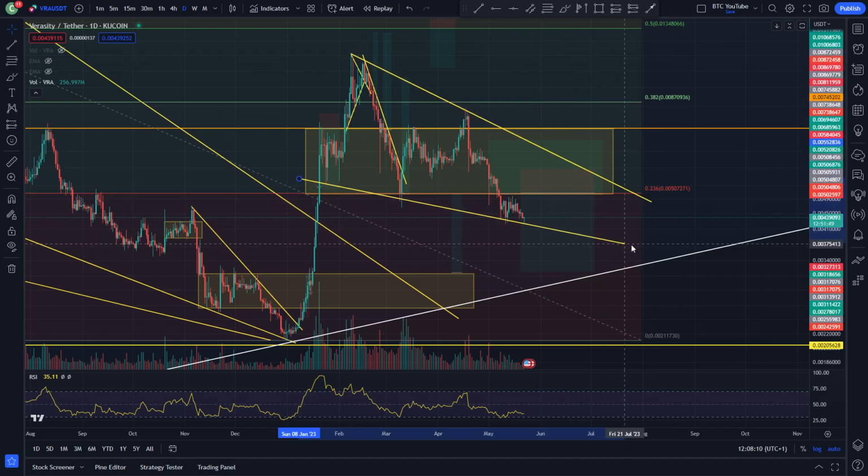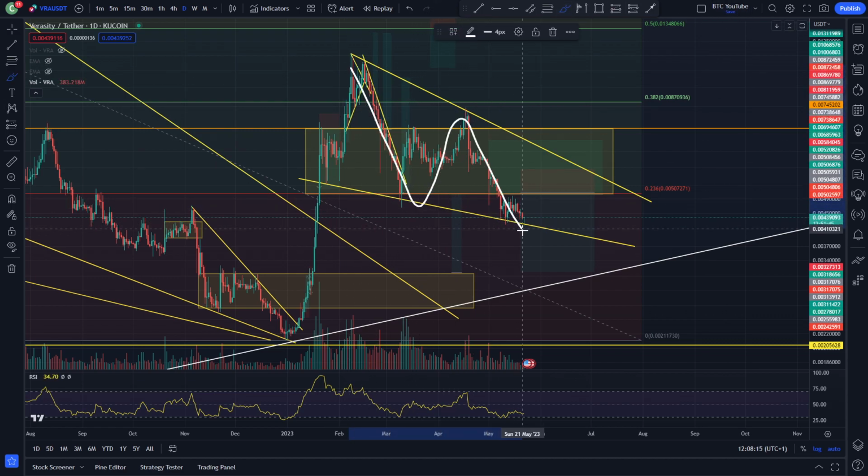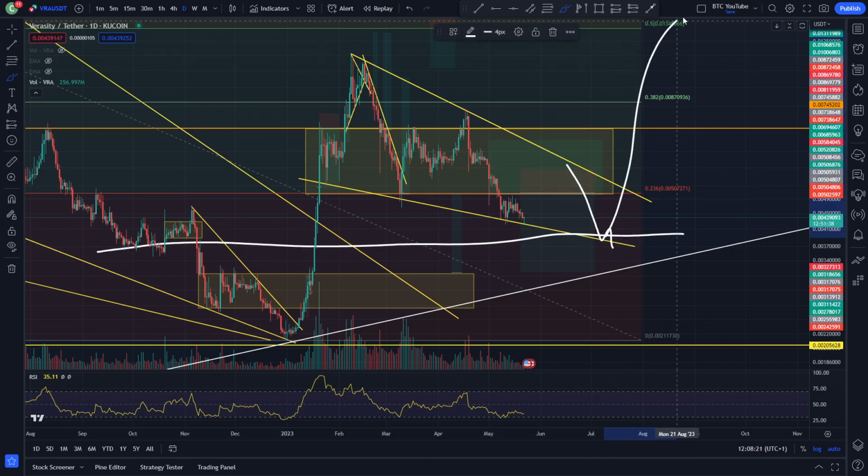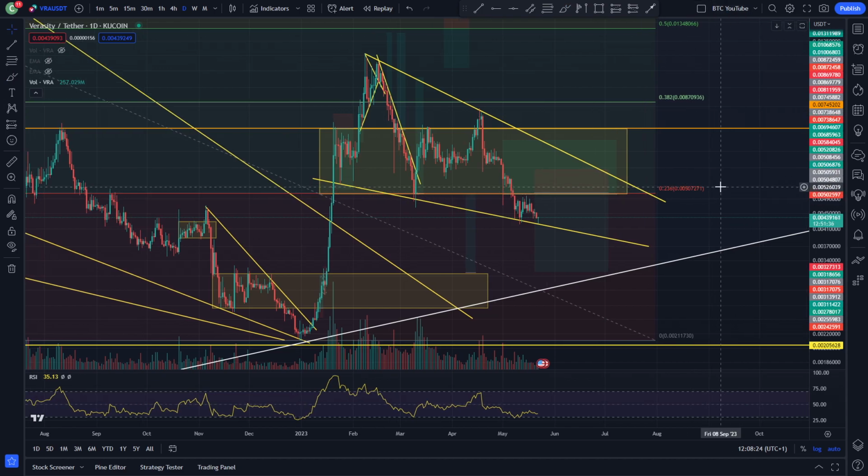Maybe we could see a deviation back inside, just heading down like this, get a deviation back inside the range here like this, retest, come down, fully backtest an area somewhere like this, and then get a bounce. It'll be interesting to see what happens with Verasity.